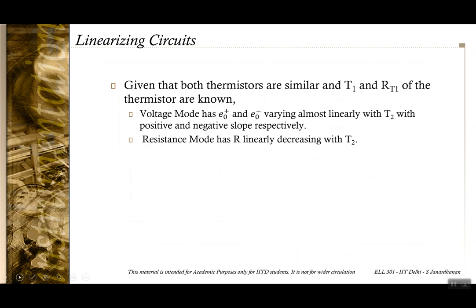So as I said, in both, if you assume that both the thermistors here are of similar material, and at the temperatures T1 is RT1, then in the voltage mode we have E0 and E minus, they vary linearly, with E0 plus increasing and E0 minus decreasing with temperature, and in the resistance mode the overall combination of resistance decreasing with temperature.